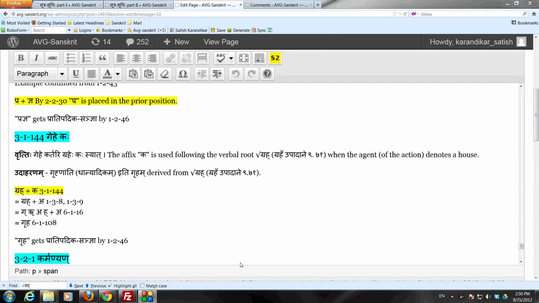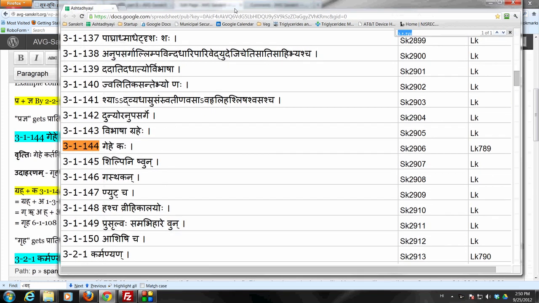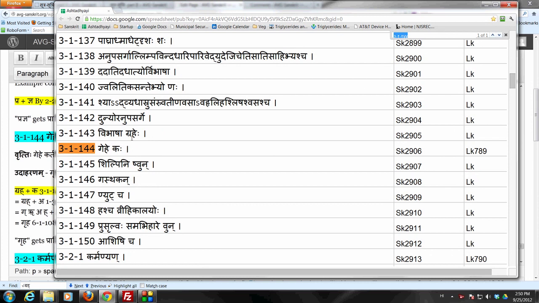Now let us look at a relatively simple sutram, which is Gehe Kaha. Gehe Kaha 3.1.144. We are still in the adhikar of dhatoho, and this sutram prescribes the affix ka following the verbal root graha upadane. Anuvritti of grahehe comes from the prior sutram 3.1.143. So following the dhatu graha upadane, the affix ka may be used, but it may be used only in this meaning of gehe, when the resulting form refers to a house or a home.